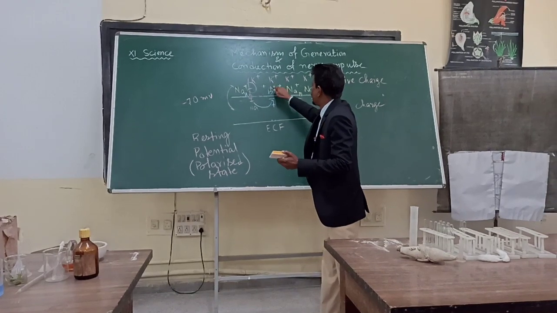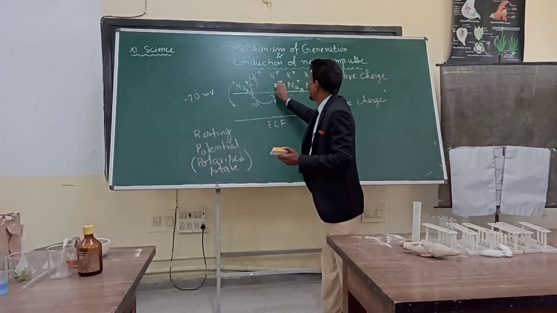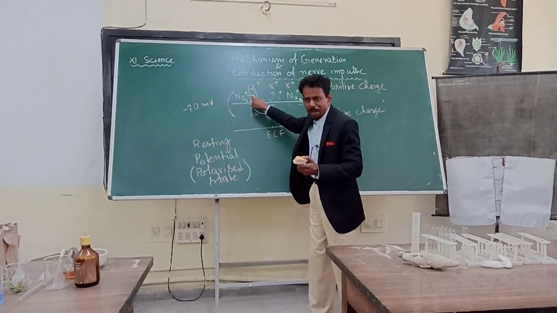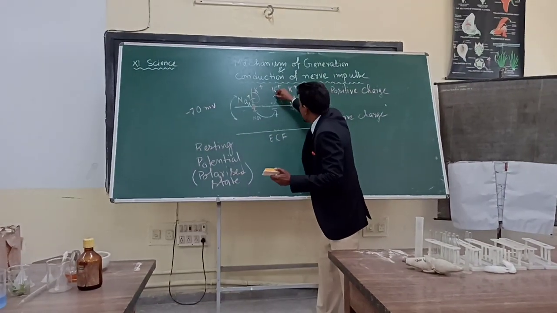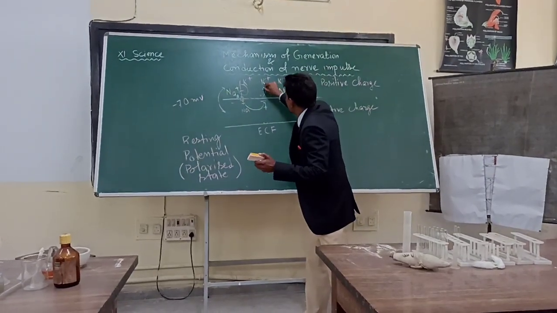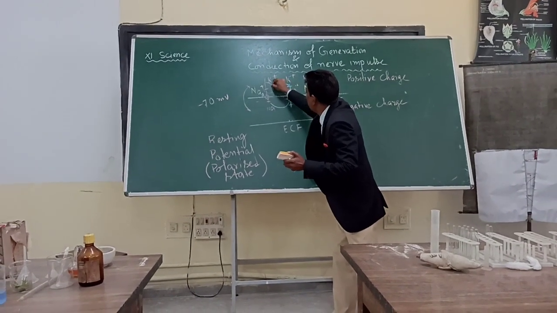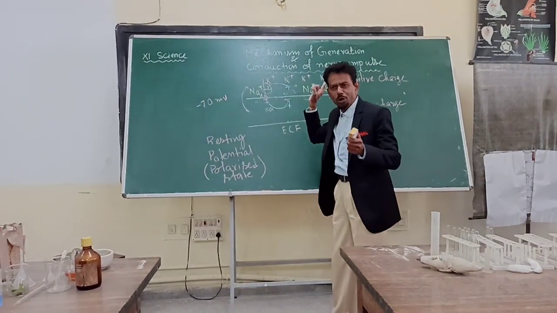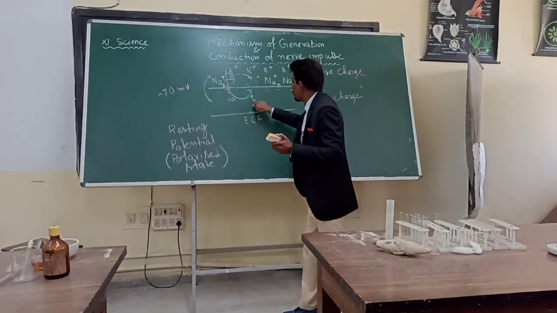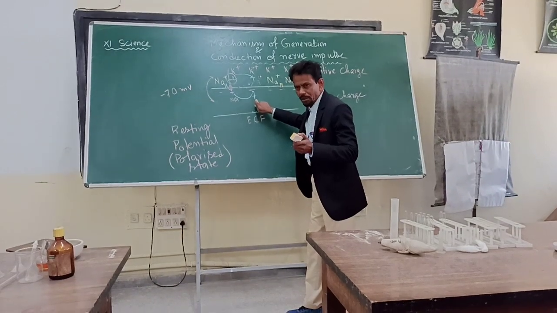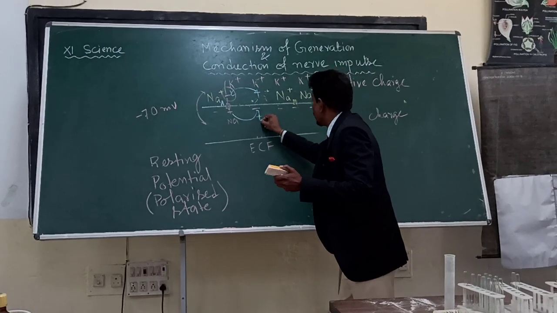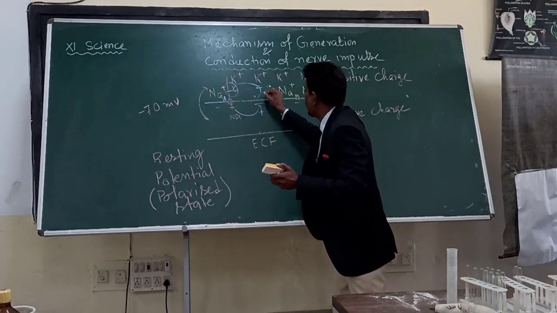And what is the charge here outside? Earlier it was positive, but next to this it is negative. So from outside, that is in the extracellular fluid, the ions will move from positive to negative. Is it clear to you? So as a result, now it will become negative. Now this point is positive charge. So positive charge is coming from here to here, and this is the B point.